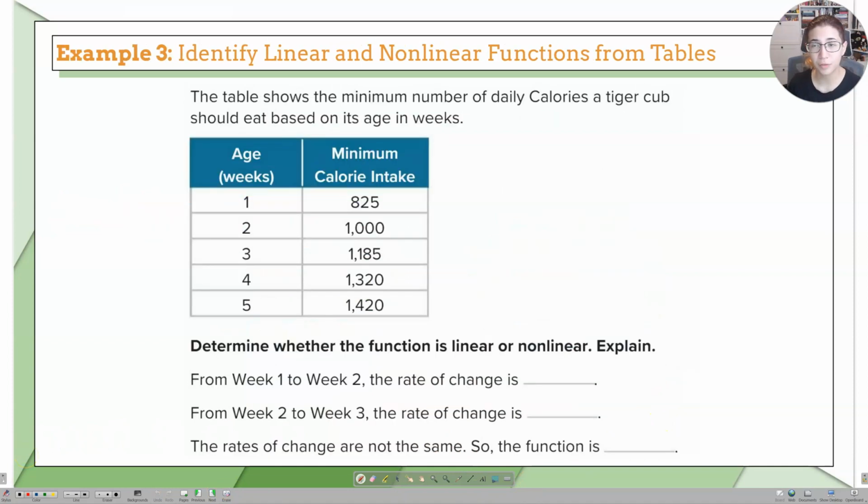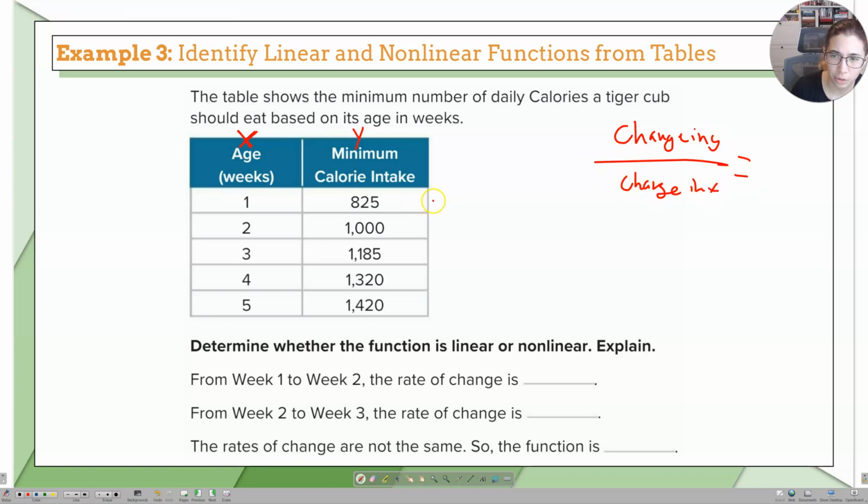Example 3. Identify linear and nonlinear functions from tables. The table shows the minimum number of daily calories a tiger cub should eat based on its age in weeks. Determine whether the function is linear or nonlinear, and explain. So we're going to do x for age and y for minimum calorie intake. And I want the change in y divided by the change in x, typically here.